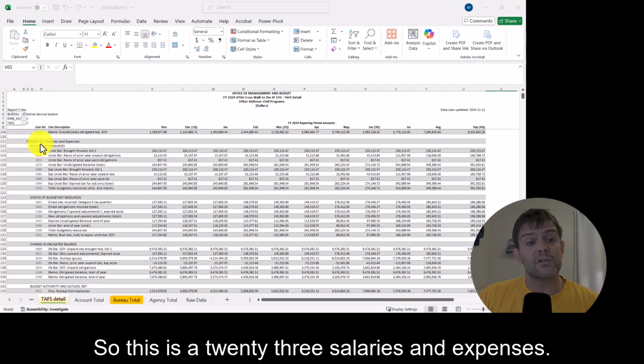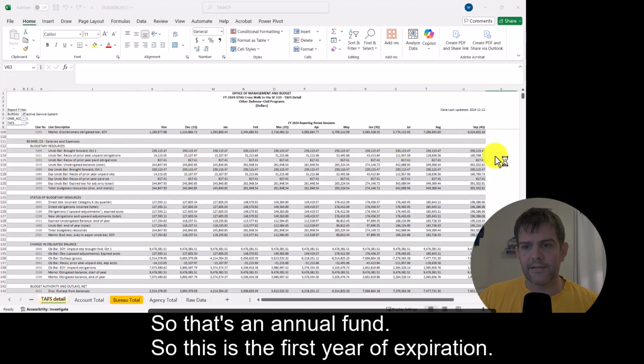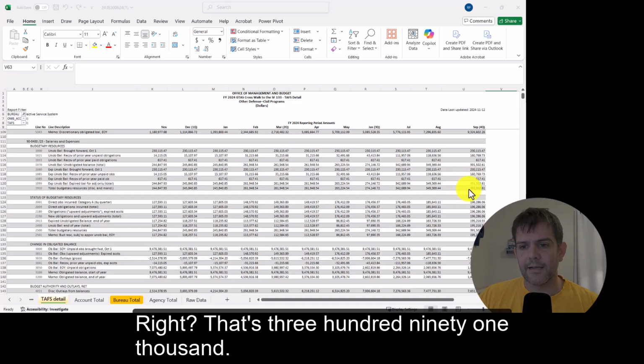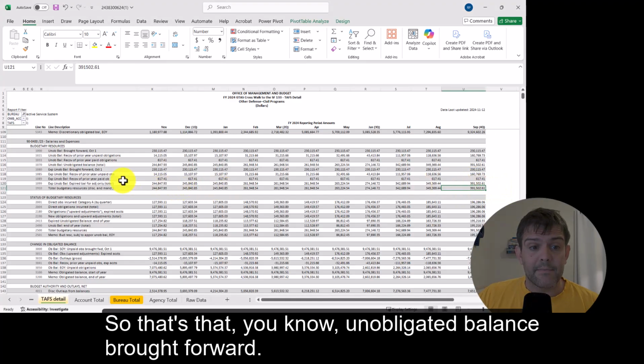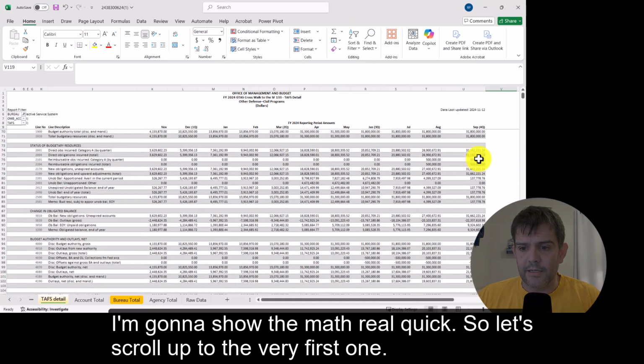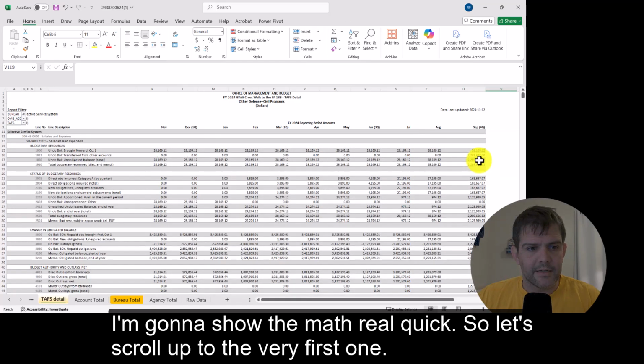So if you continue scrolling down, you'll see a couple other TAFs right here. So this is a 23 salaries and expenses. So that's an annual fund. So this is the first year of expiration, right? That's 391,000. So that's that unobligated balance brought forward. I'm going to show the math real quick. So let's scroll up to the very first one.